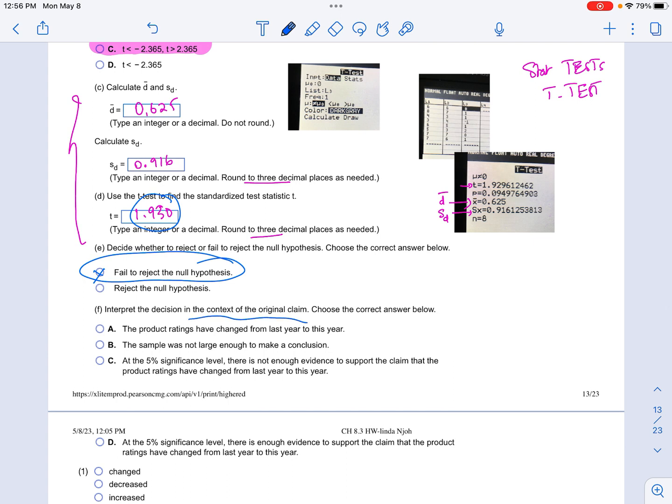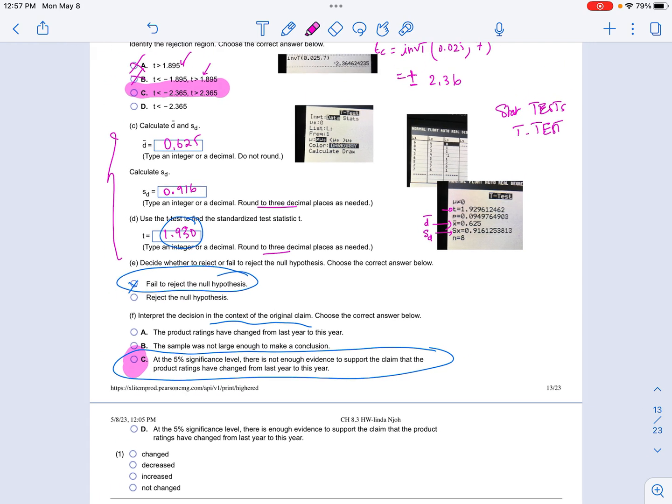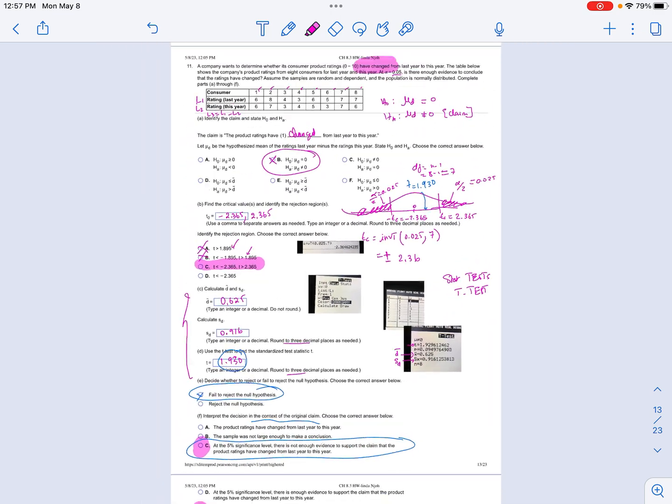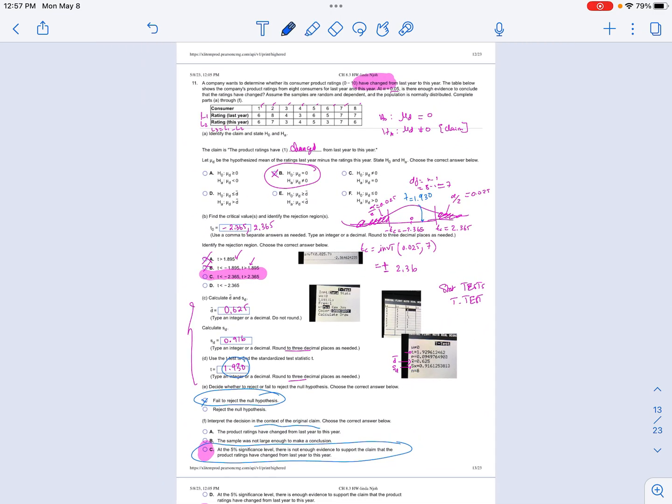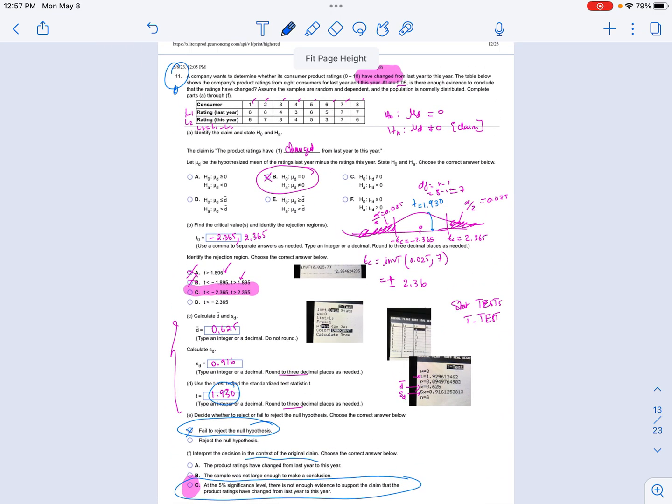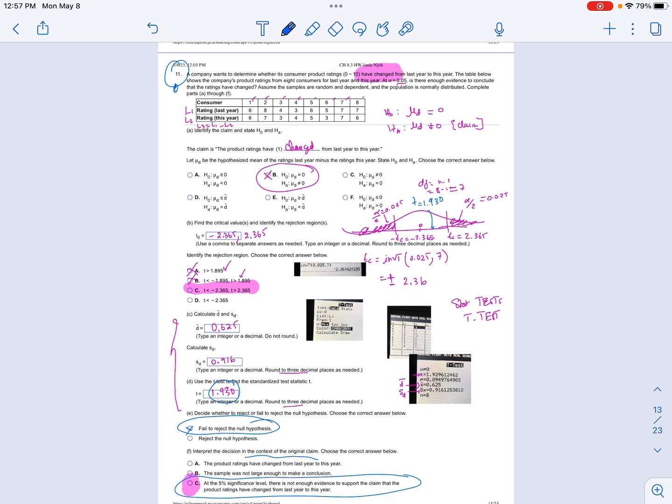So we failed to reject the null. At the 5% significance level, there is not enough evidence to support the claim. That is C. That's it. So this is an example of a two-tail test, okay? Using the critical value method or critical region method.